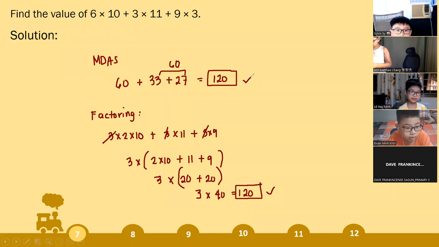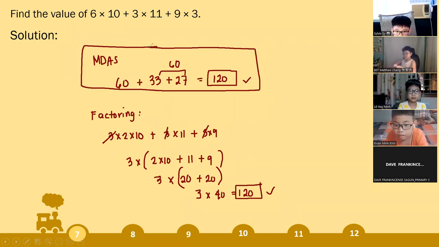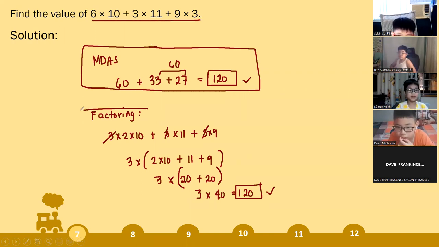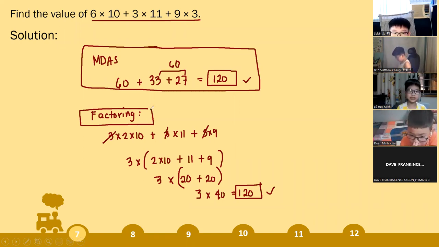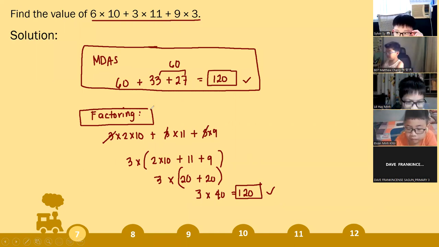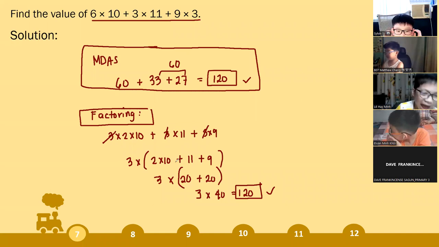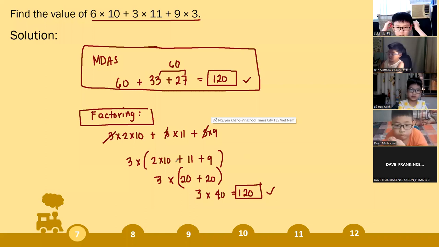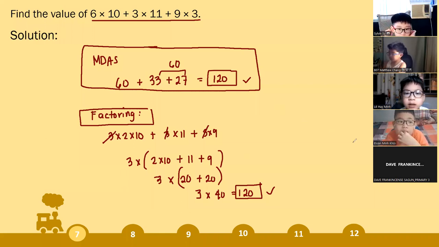Now, the technique here, you listen carefully. You use this one if the numbers are just small. You use this technique if the numbers are large. That's one way to do it. Is that clear? Jane, I don't really understand the factoring too much. Can you explain it again in a simpler way?